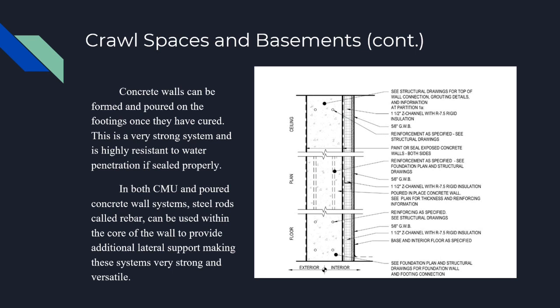In both CMU and poured concrete wall systems, steel rods called rebar can be used within the core of the wall to provide additional lateral support, making these systems very strong and versatile.